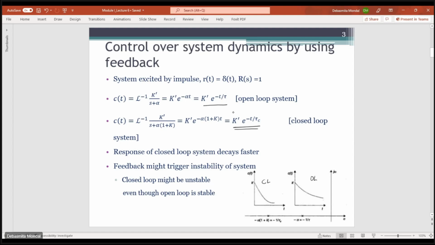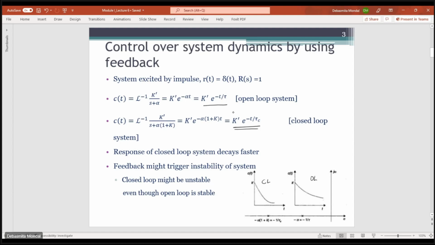If you have a larger bandwidth, that means the system responds very accurately to higher frequencies. Higher frequency means the signals are changing in time at a very fast rate. So if your system has a large bandwidth, it implies that the system will respond accurately to higher frequencies, as in very fast changing signals. Now let us say that you have a similar kind of system.